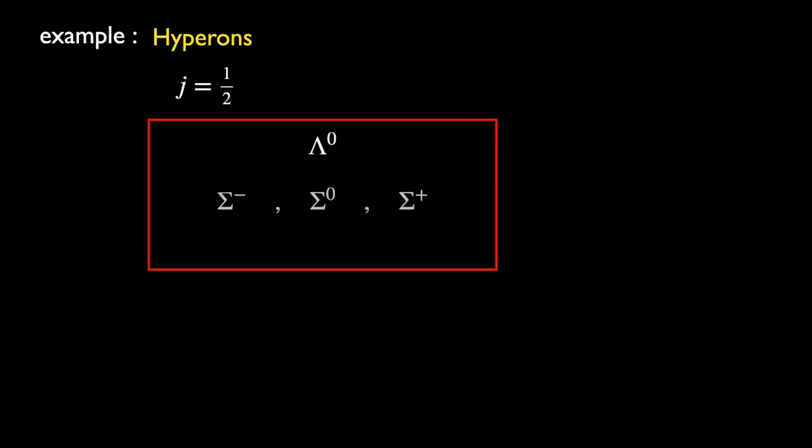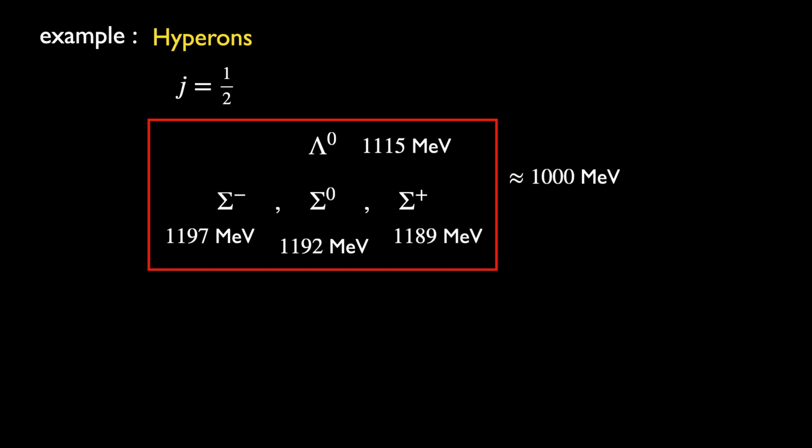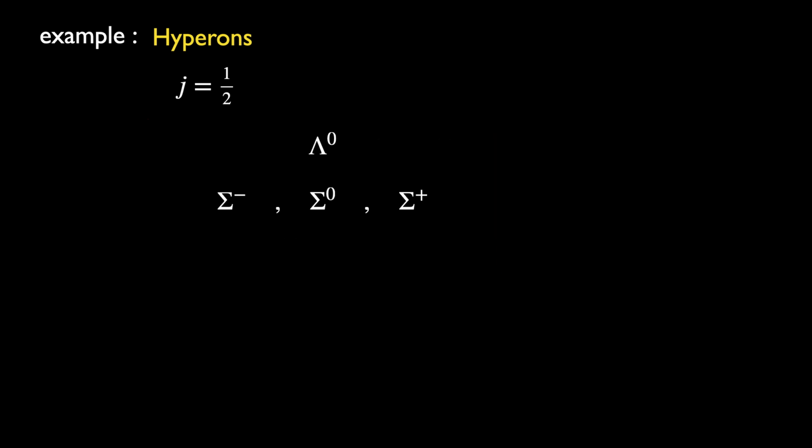Our next example concerns a set of particles known as the Hyperons. These are spin-half particles with masses that are of the same order of magnitude as the nucleons, but heavier. Similar to the deltas, these are unstable particles. Looking at their masses, the particle lambda 0 stood by itself, having a smaller mass, while the 3 sigma particles are heavier and similar in mass. So it is reasonable to consider lambda as an isospin singlet and the sigmas as triplets.